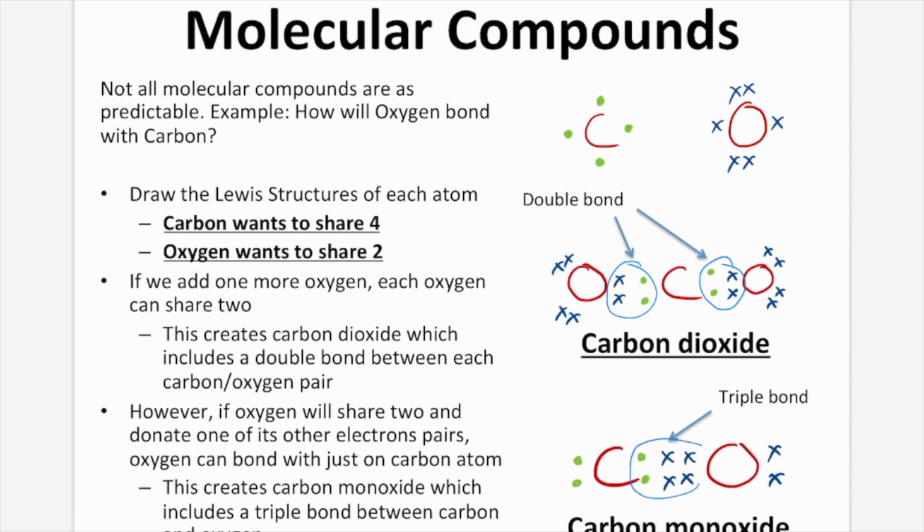And here we have our triple bond right here, 3 pairs of electrons. So again, this is just situational. Depending on the environment, carbon and oxygen will either create a double bond or a triple bond.